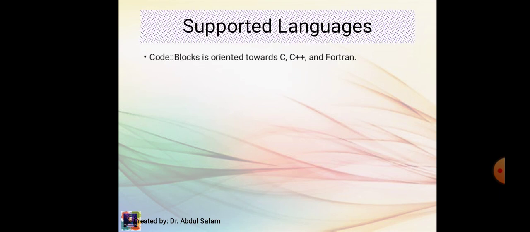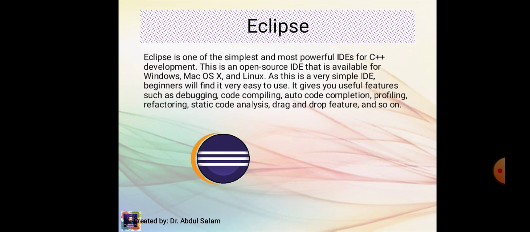Supported languages: Code::Blocks is oriented towards C, C++, and Fortran. Eclipse. Eclipse is one of the simplest and most powerful IDEs for C++ development. This is an open source IDE that is available for Windows, Mac OS X, and Linux. As this is a very simple IDE, beginners will find it very easy to use.